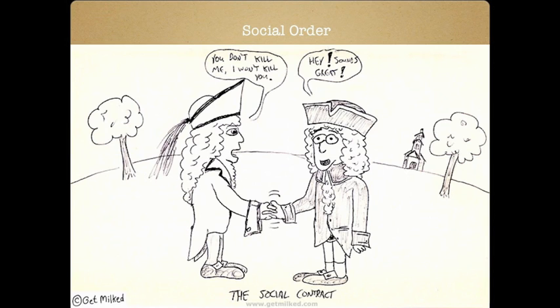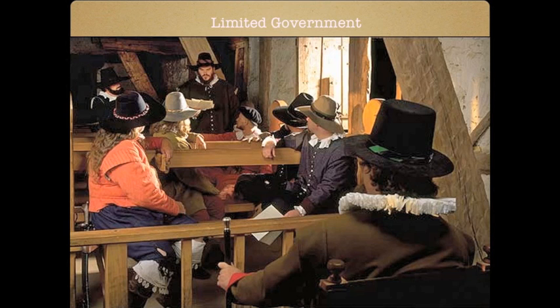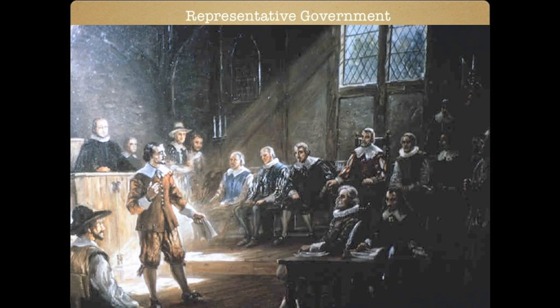First was a need for an ordered social system or government. Second, the idea of limited government. That is, that government should not be all-powerful. Third, the concept of representative government, a government that serves the will of the people.